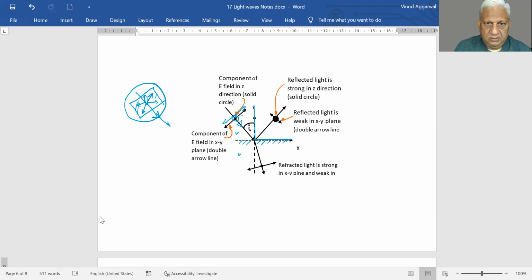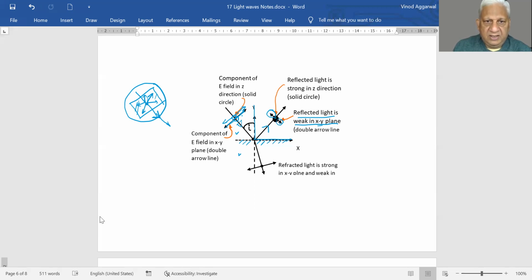Now, when it reflects, the reflected ray has a very peculiar property, which is that the reflected light is weak in the XY plane. For example, this was the amplitude in the XY plane. Now it remains only this much, wherein the Z component, which was very small here, has become prominent here. So to sum up, the reflected light becomes strong in Z direction and weak in XY direction.